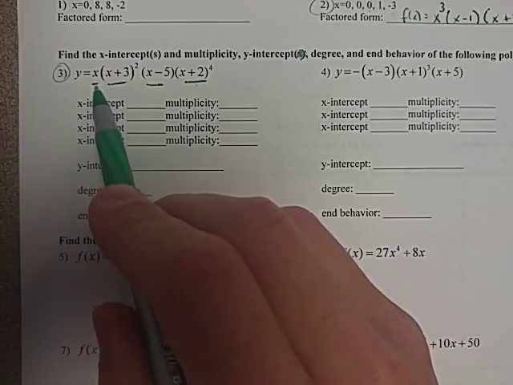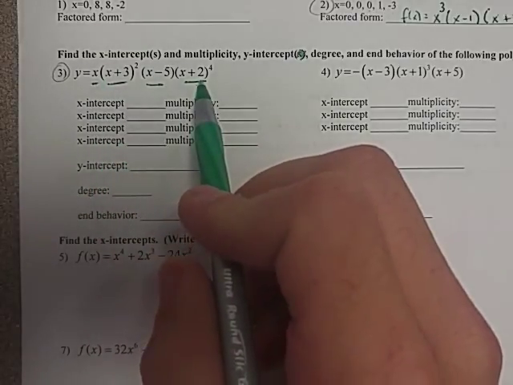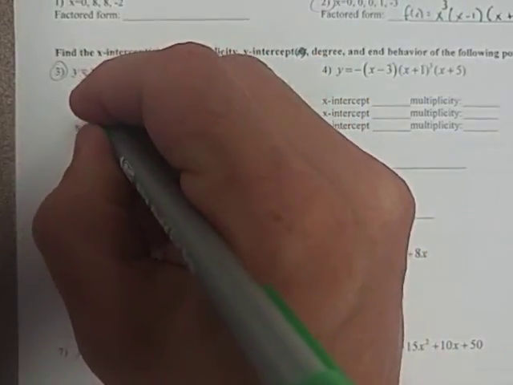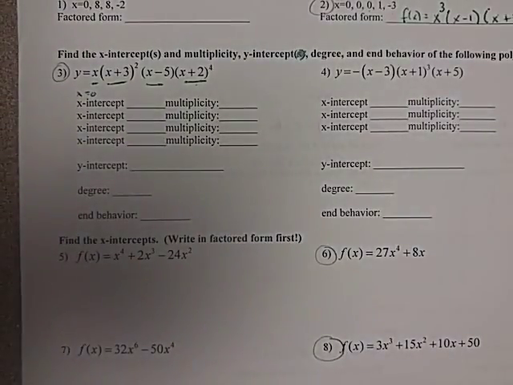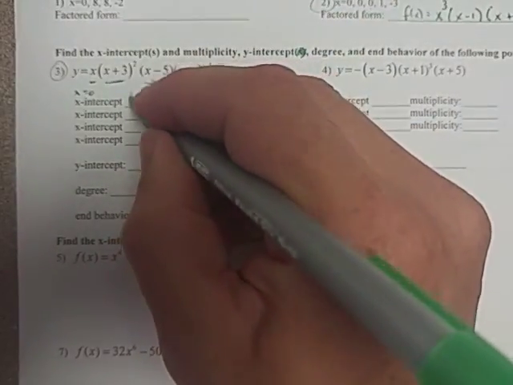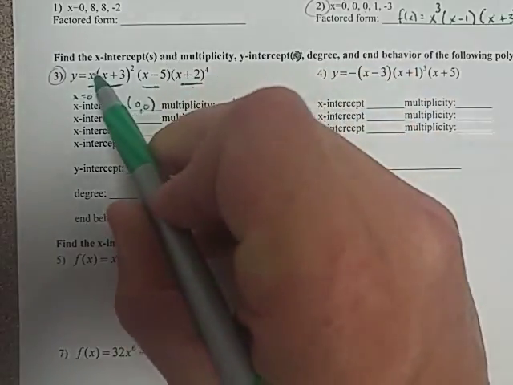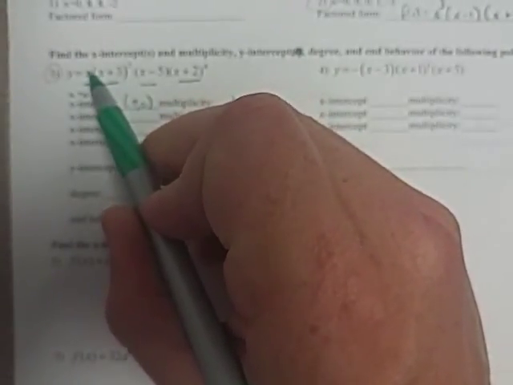Remember, to find the x-intercepts, you take each factor and you set it equal to 0. So this one would literally just be x equals 0. And there's not even any solving to do there. So the x-intercept is 0, 0. And there's only one of those because we don't see an exponent up here or anything. So we just assume that there's a 1 right there.